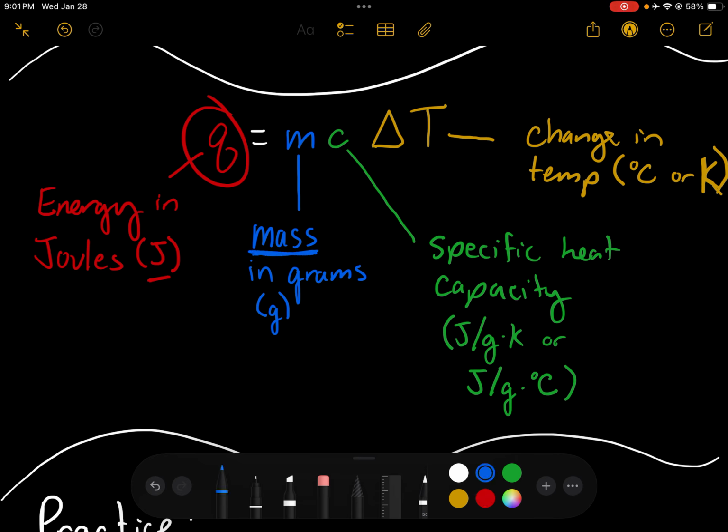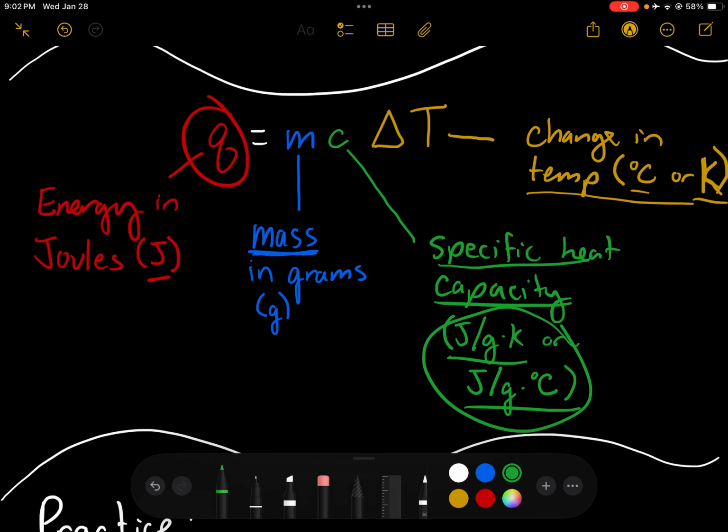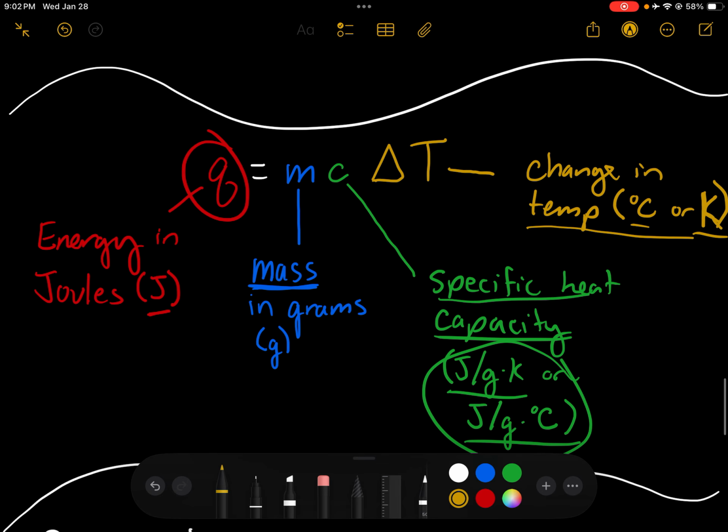M is mass in grams, specifically. C is our specific heat capacity, and again, that can be in joules per gram Kelvin or joules per gram degrees Celsius. And then delta T is going to be our change in temperature, either in degrees Celsius or in Kelvin, and which one that shows up in is going to control what unit you use for your specific heat capacity. Sometimes you're not given a change in temperature directly. Most of the time, you're not given a change directly. And so to calculate delta T, you're going to take your final temperature and subtract your initial temperature, and that is going to give you delta T.